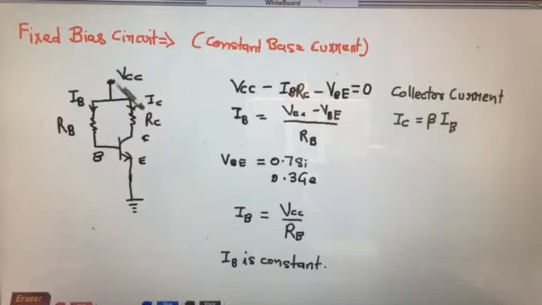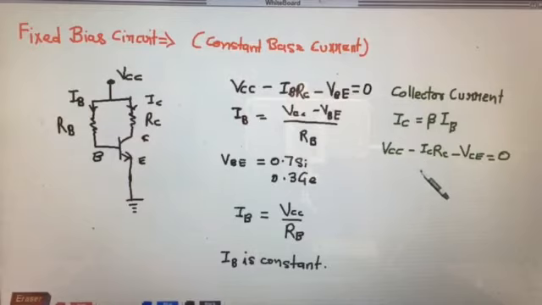Then again we will apply Kirchhoff's voltage law for this circuit. Then VCC minus IC RC minus VCE equals 0, where VCE is the voltage between collector and emitter. It is obvious from this relation that supply voltage VCC is always greater than IC RC.